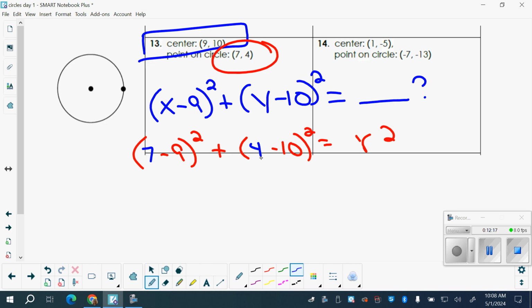All I have to do now is clean this stuff up. And it's very, very easy. So we're going to say 7 take away 9, and we're going to get negative 2. And guess what? The whole reason we're squaring everything is because those negatives are going to go away every time.